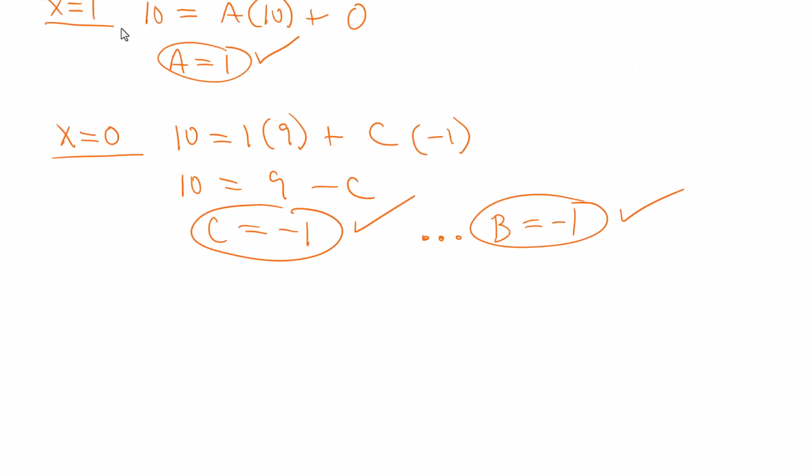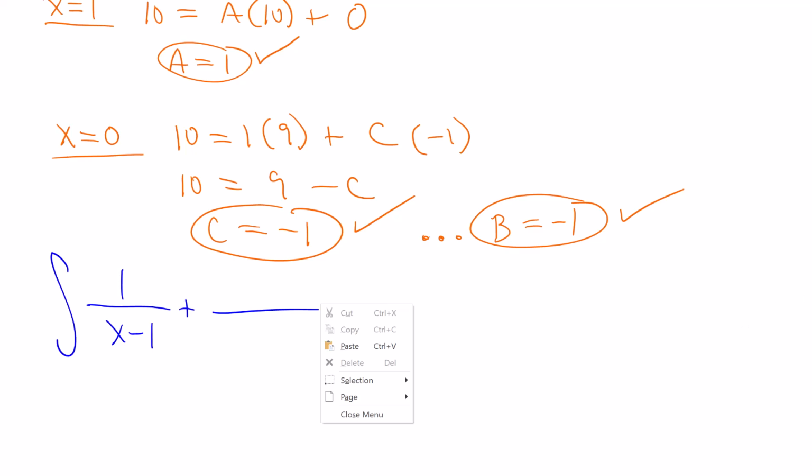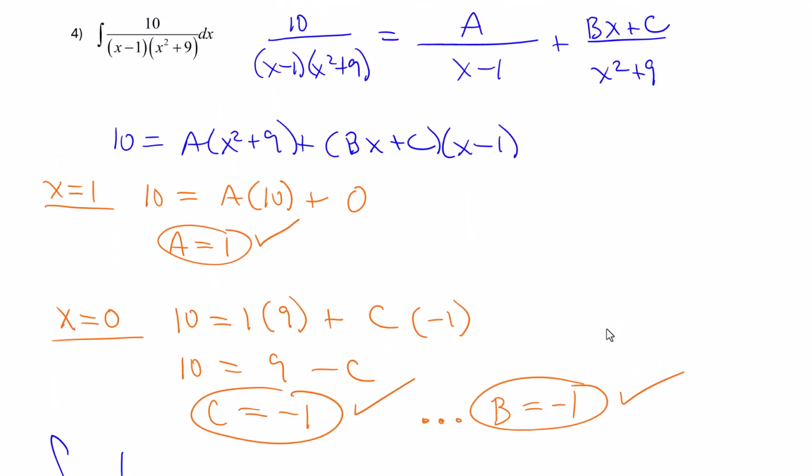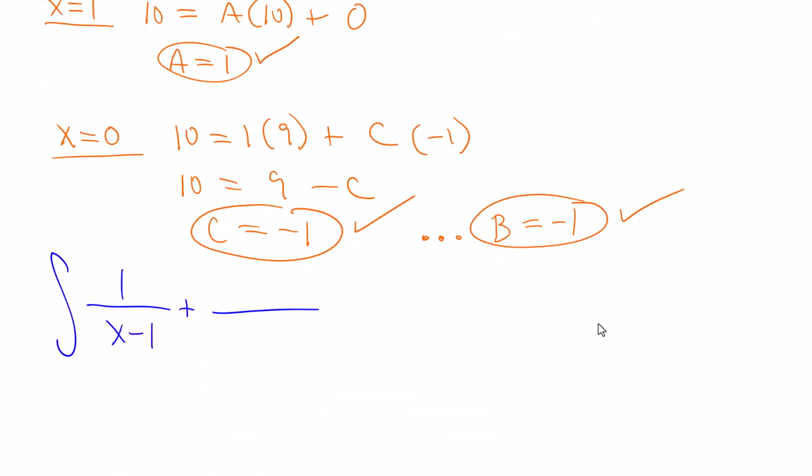All right, so we should be ready to put this all back in place. I'm going to go back and rewrite our integral in the decomposed form, plugging in the a, b, and c that we've found. We should have our first term in the integral as 1 over x minus 1, and then plus the second term, which, remember, had this linear numerator because of our quadratic denominator. Plugging in the b and the c there, we end up with negative x minus 1 over x squared plus 9, and this is all, of course, dx.